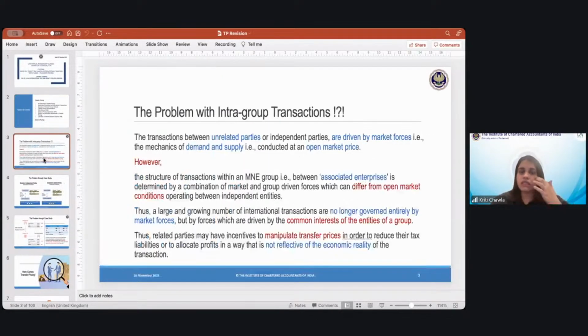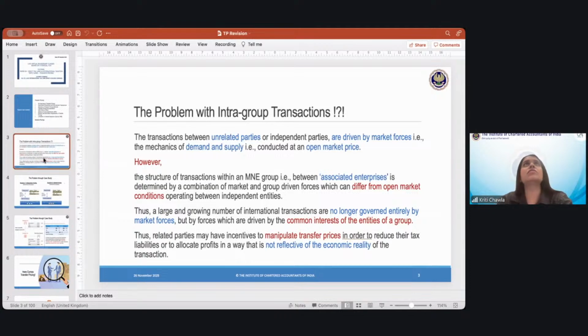So this is the slide that talks about the basics of transfer pricing. Why did transfer pricing come into place? This was actually the problem with intragroup transactions. I'm sure you know what intragroup transactions are. Intragroup transactions are transactions between associated enterprises. So what is the problem with these particular transactions?